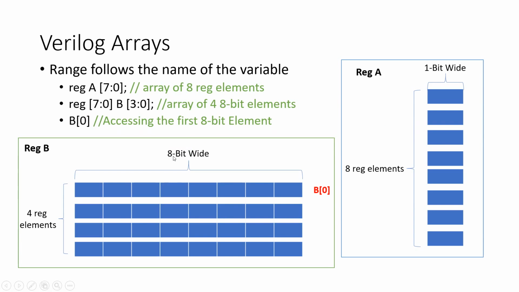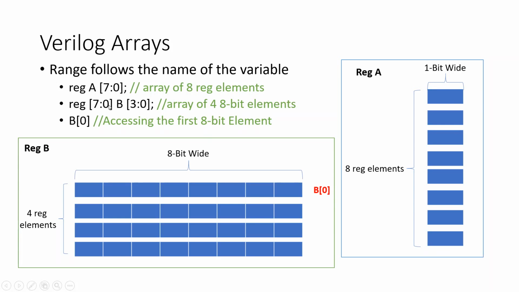The other thing that we have in Verilog besides vectors is what we refer to as arrays. This range usually means the range will follow the name of the variable. So as before, vectors usually come before, arrays will come after. In this first example, we have a reg A, which has an array of 8 reg elements. We can see this visually with this example over here. So here we have 8 reg elements that are 1 bit wide.